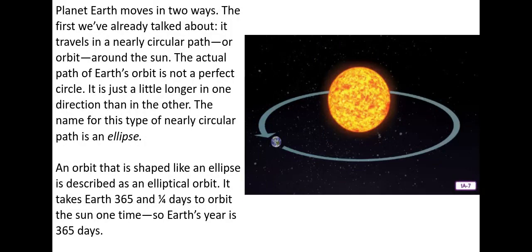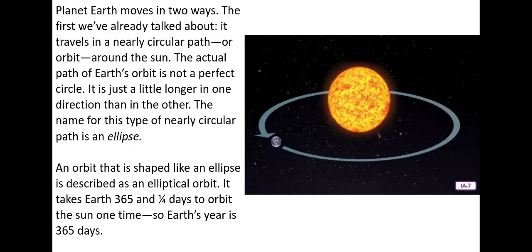Planet Earth moves in two ways. The first we've already talked about. It travels in a nearly circular path or orbit around the sun. The actual path of Earth's orbit is not a perfect circle. It's just a little longer in one direction than in the other. The name for this type of nearly circular path is an ellipse. An orbit that is shaped like an ellipse is described as an elliptical orbit.